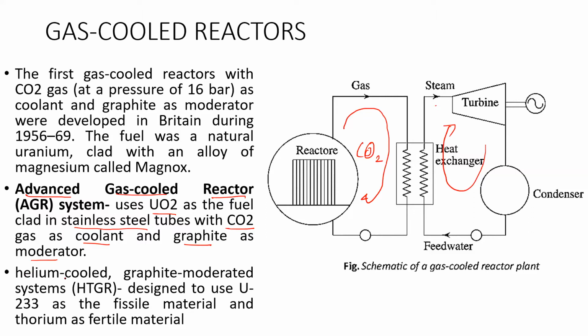The next type is the helium cooled, graphite moderated system, that is HTGR, where helium is used as the coolant. It is designed to use uranium 233 as the fissile material and thorium as the fertile material.